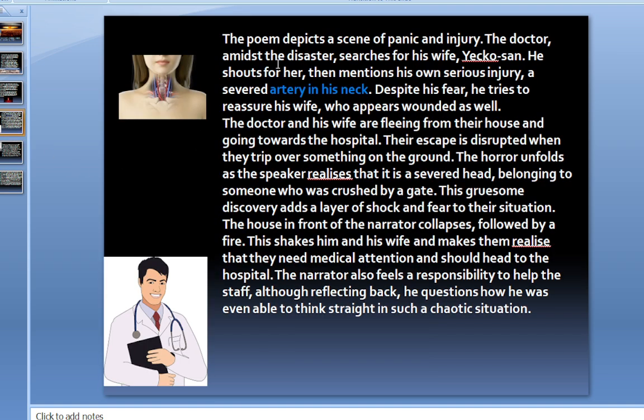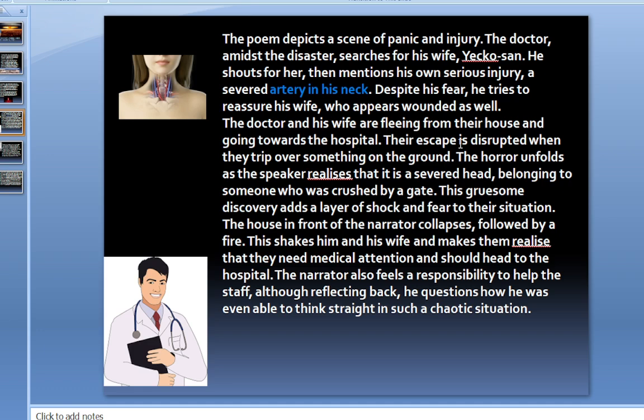The poem depicts a scene of panic and injury. The doctor surveys the disaster and searches for his wife, Yoko. He shouts for her, then mentions his own serious injury, a severed artery in his neck. Artery, okay, this is artery. Despite his fear, he tries to rescue his wife, who appears wounded as well. The doctor and his wife are fleeing from their house and going towards the hospital.